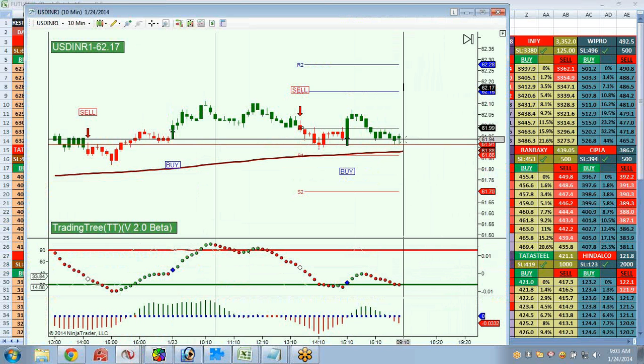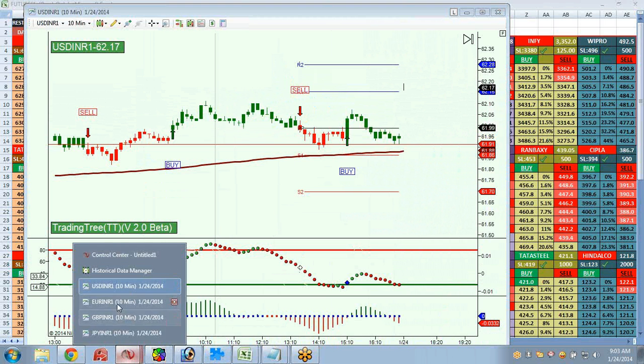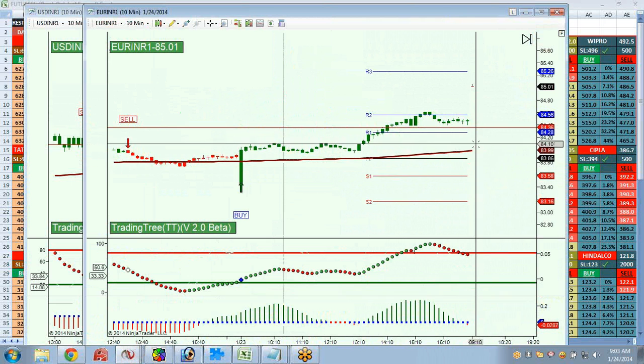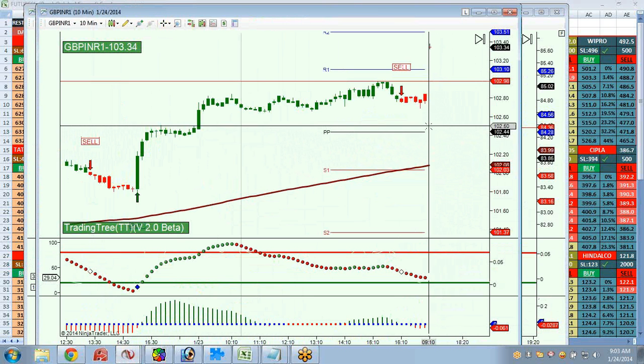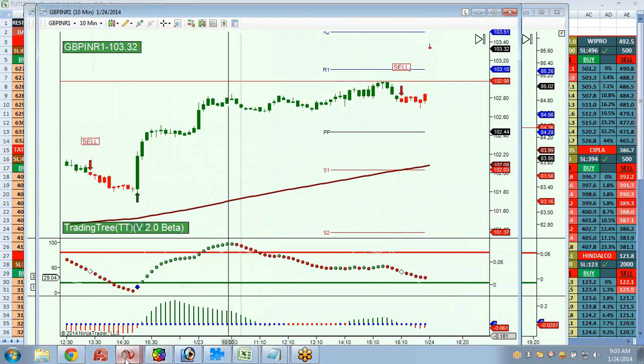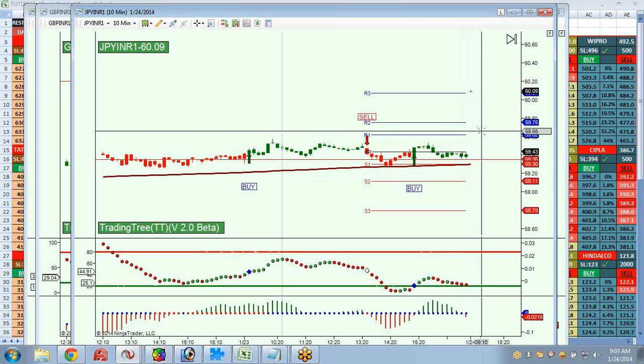So it's a gap up for USD INR at 62.17, and rest of the currencies also. So 85.01 for Euro, GBP it is 103.34, and the yen is at 60.09. So this is the status of the currencies.